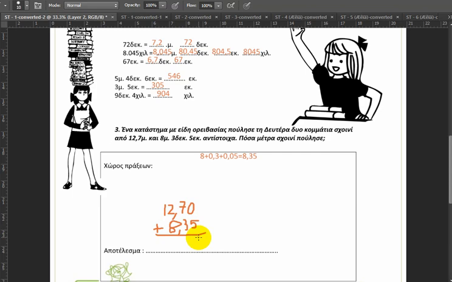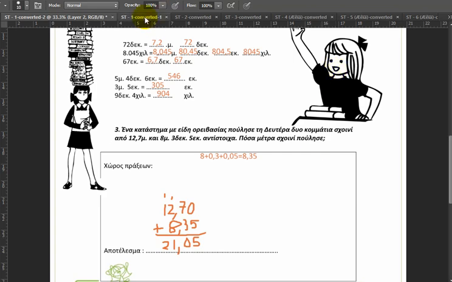Zero and 5 makes 5. 7 and 3 makes 10, so I write 0, I carry 1. 1 and 2 and 8 makes 11, so I write 1, I carry 1. And then 1 and 1 makes 2. And then the decimal point just goes down. So 21.05 is the correct answer.